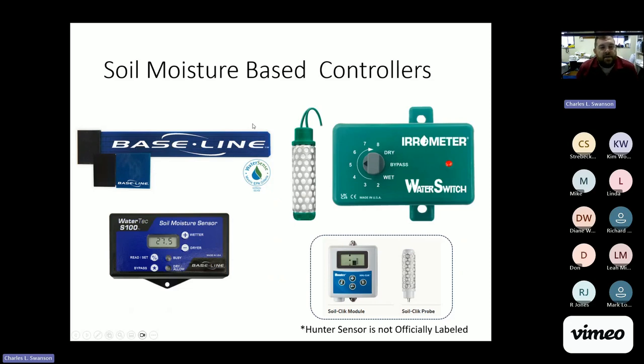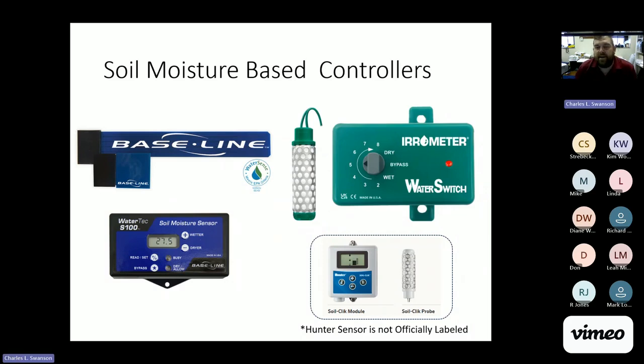These longer sensors are meant to be used directly with a Baseline irrigation controller. However, they also sell add-on devices, like you see down here, this WaterTech module. With this WaterTech module, we can add that to any other manufacturer's irrigation controller. It becomes an add-on device: if you have another brand controller, you can add this box to your controller, and it allows you to incorporate a sensor to then use that soil moisture sensor with your existing controller.